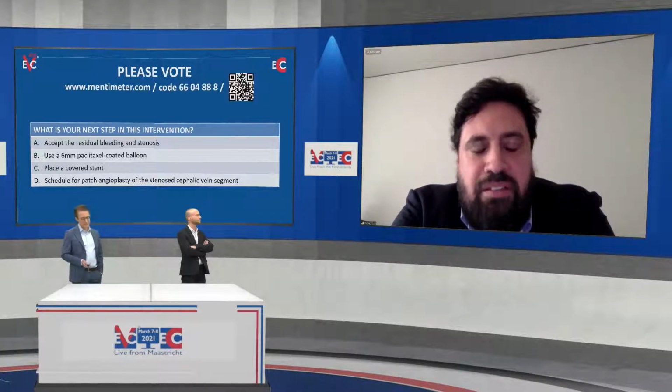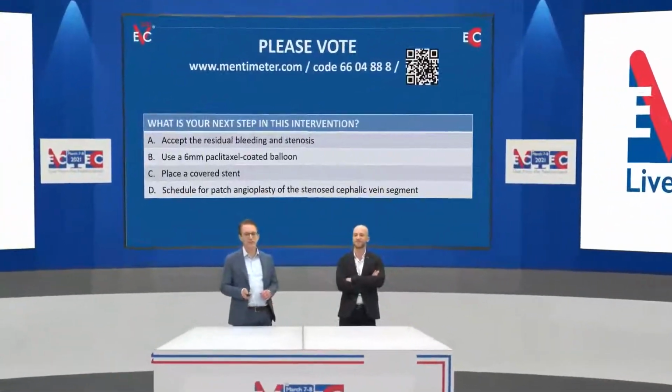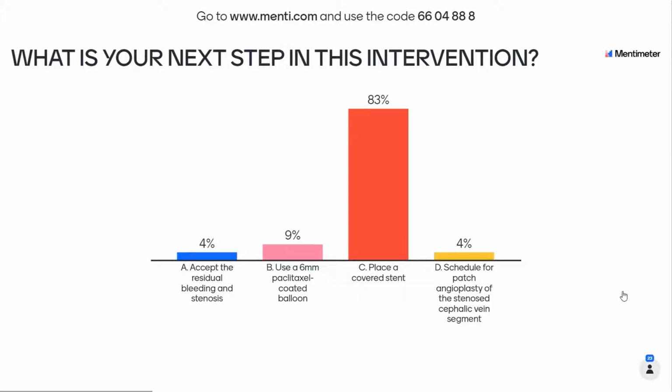Always endovascular. Today, I think in these cases, in the cephalic vein, the surgical approach reduces the vein, and the surgical damage probably in the future produces another stenosis. So I think the endovascular is the goal treatment. Great. Looking forward to what the audience, what the participants think. Can you show the results?